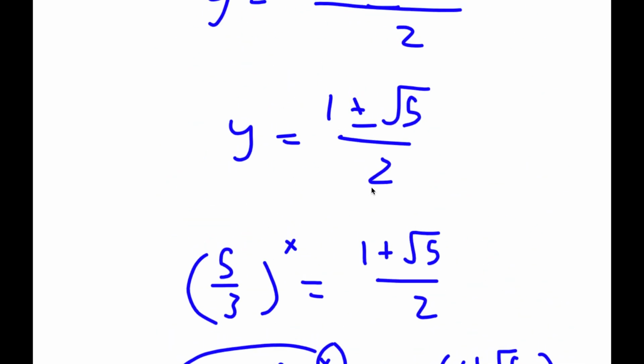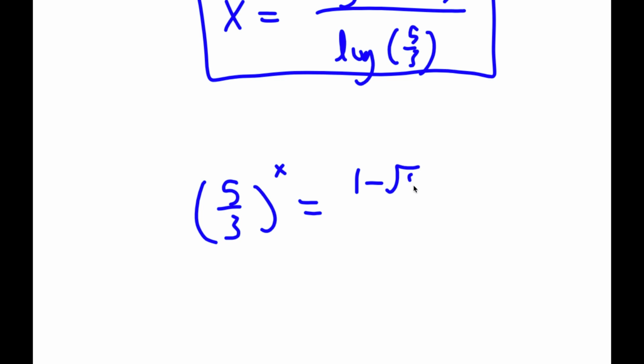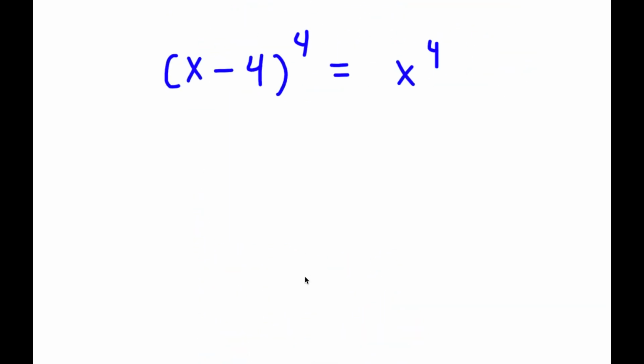Now, for (1 minus the square root of 5) over 2, I have 5/3 to the power of x is equal to (1 minus the square root of 5) over 2. Well, 1 minus the square root of 5 is going to be a negative number, and you can't take the exponent of a positive number and make it a negative number. So this is wrong, and this is my only solution.